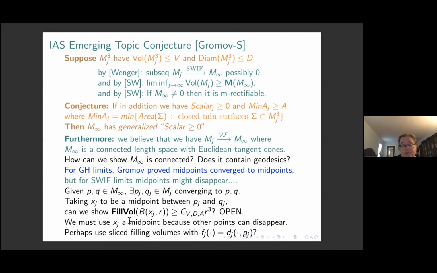And one possible way might not be to use filling volumes of the boundary of the ball, because this might be very hard to control and it's unclear how you could ever use the PJs and QJs are converging to control this. But perhaps we could use slice filling volumes where we take our FJs to be distance to the endpoints. This is kind of like imitating Cheeger-Colding splitting for Ricci curvature. So if we use FJ's distance to one of the endpoints, perhaps we could use a sliced filling volume instead of a filling volume and get things under control that way. This is open. I am giving you a suggestion of what one might try to prove this.